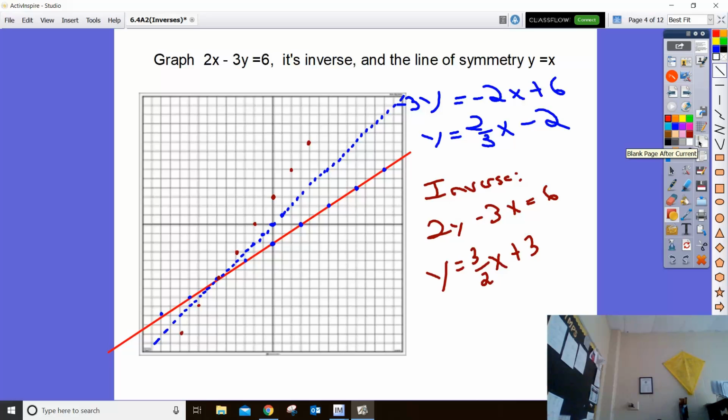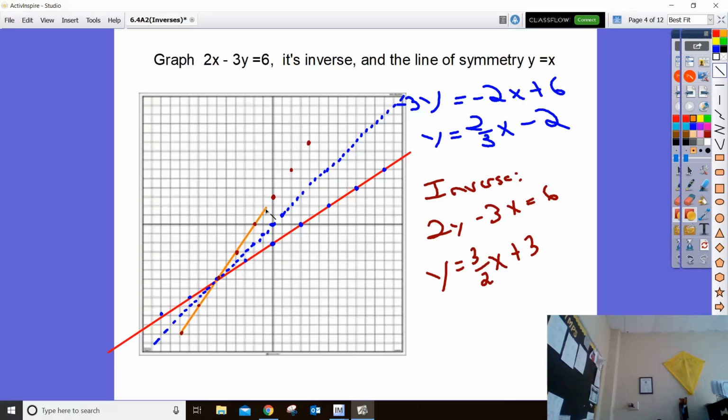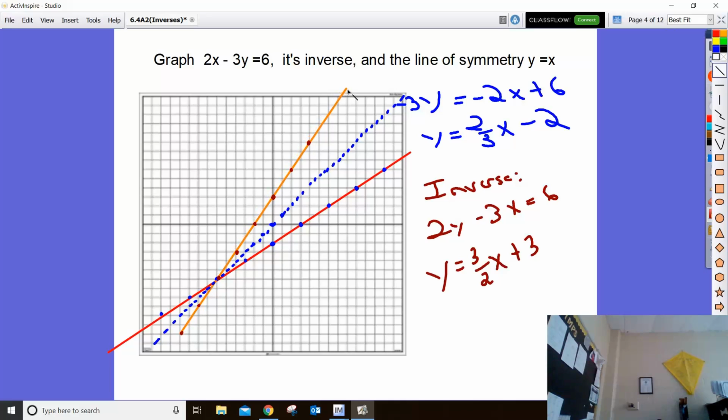Red, blue, nice orange. Lines of symmetry I know are kind of hard to deal with, but they're the line that you can hot dog over. The distance from here to here is the same as the distance from here to there. That's the line of symmetry.